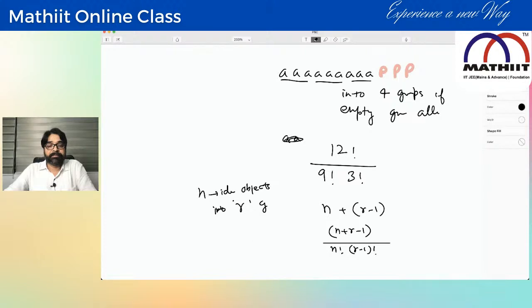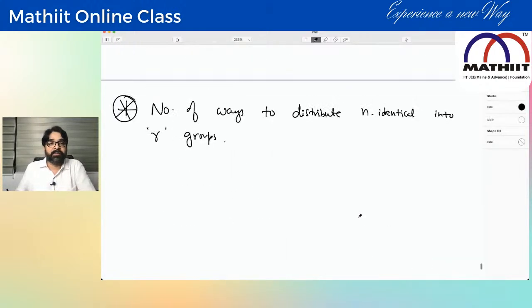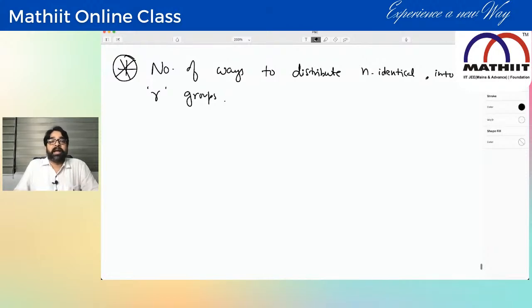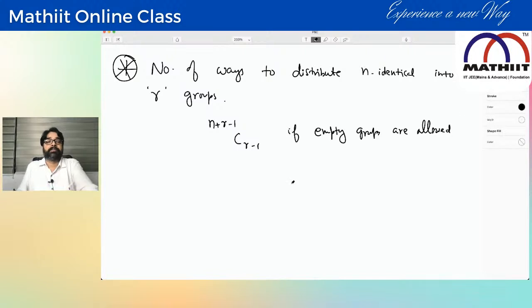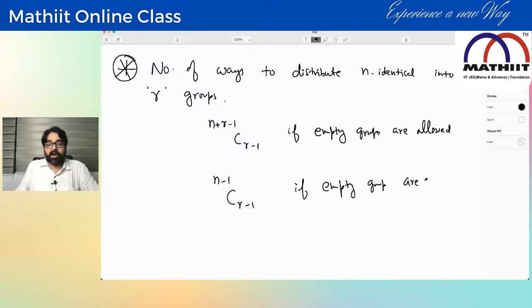Am I clear to everybody? So finally, if you look, this is nothing but (n plus r minus 1) C (r minus 1). So let's come to the main point which can finish things. The number of ways to divide n into r groups will be (n plus r minus 1) C (r minus 1) if empty groups are allowed. Otherwise, it is (n minus 1) C (r minus 1) if empty groups are not allowed.